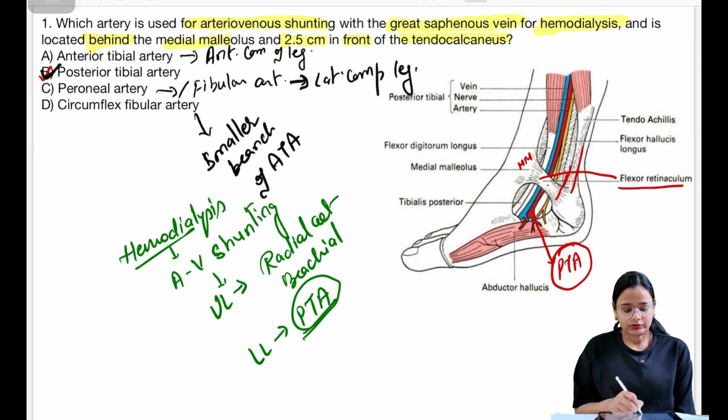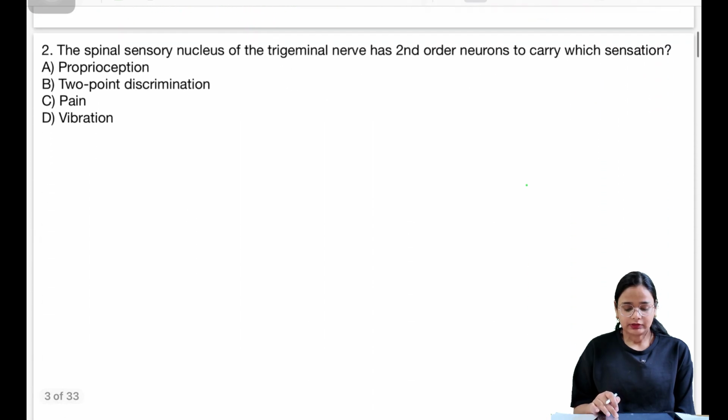So for all those reasons, in the lower limb we are using the posterior tibial artery. So the correct answer is posterior tibial artery. Next we will come to the second question.